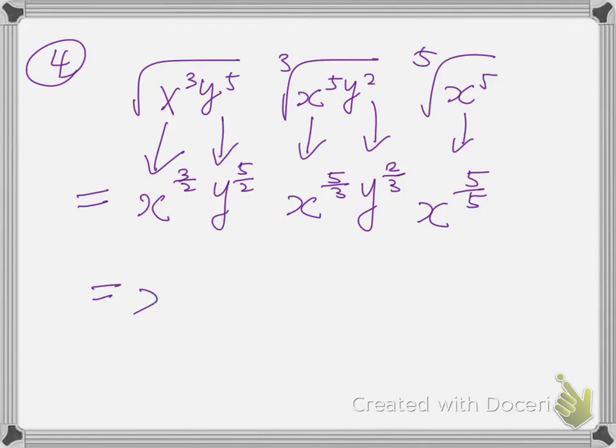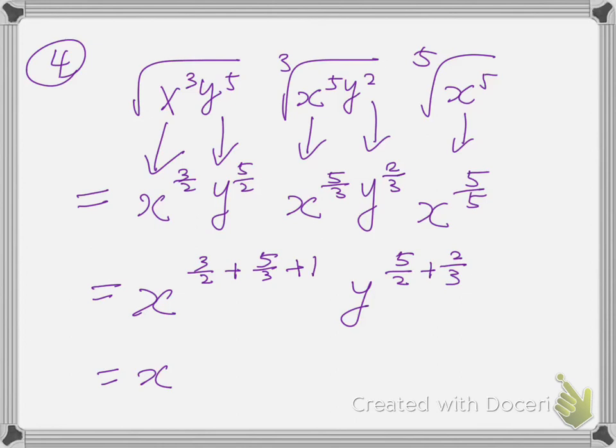And then we can add them. For x, this is 3 over 2 plus 5 over 3 plus 1. And for y, this is 5 over 2 plus 2 over 3. For x, the common denominator is 6, so we multiply by 3 and 2 and 6. So this is 9 over 6 plus 10 over 6 plus 6 over 6. So we got x to the 25 over 6, times y.